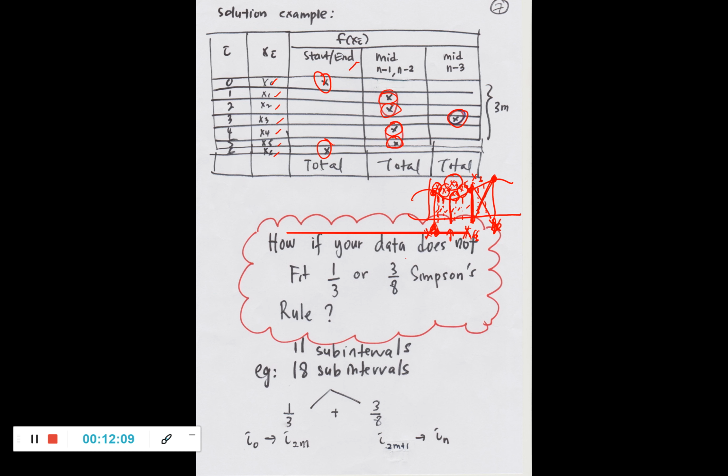And how if your data does not fit 1/3 or 3/8 Simpson rule formula? Contohnya dia bagi you 11 sub interval ataupun 18 sub interval. So kalau 11 sub interval, macam mana kita nak buat? Ataupun you punya n is 11, macam mana you nak buat? Ataupun dia bagi N you 18, N 18. So macam mana nak buat? So 11 bukan dalam bentuk gandaan 2, dan juga bukan dalam bentuk gandaan 3.